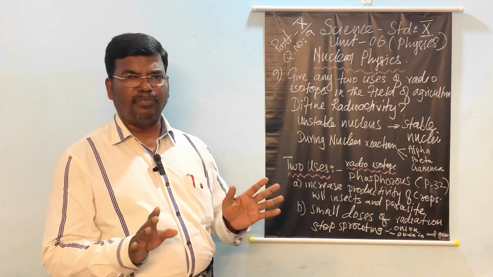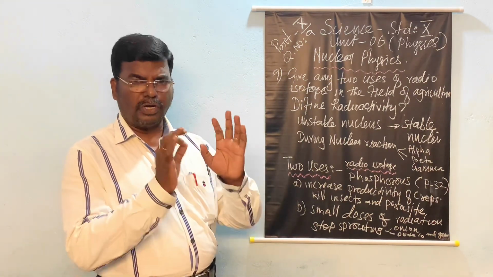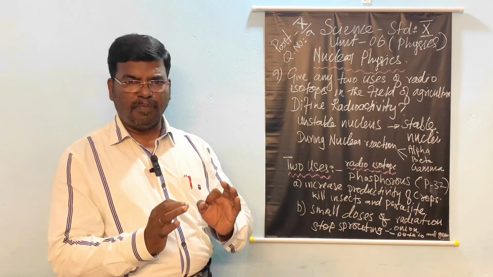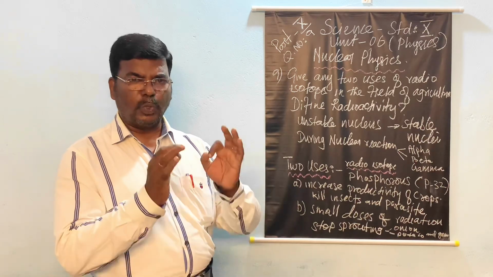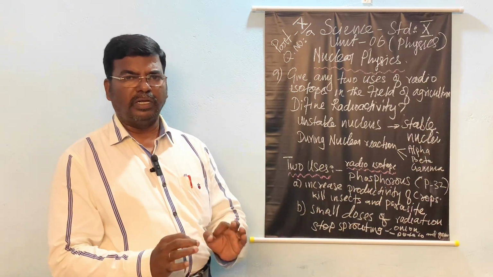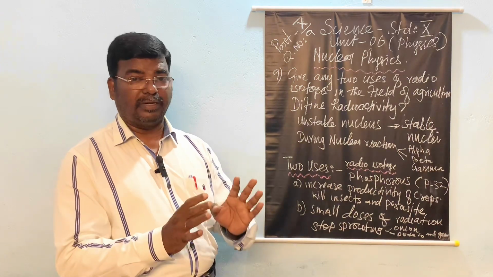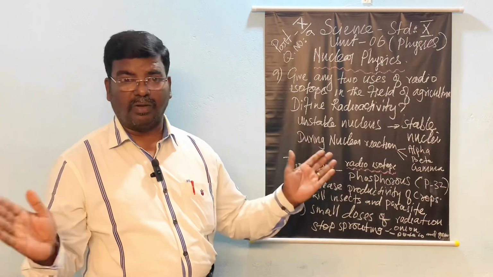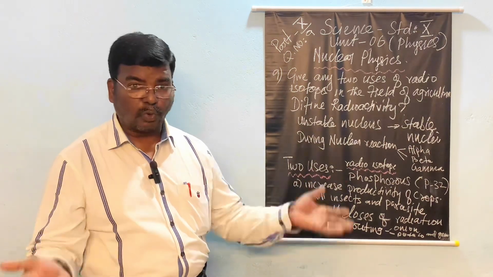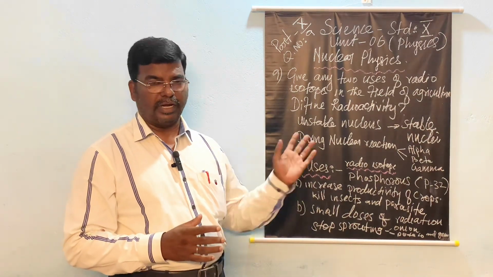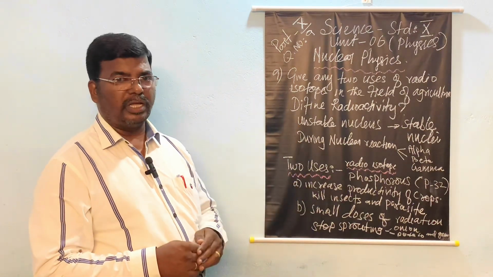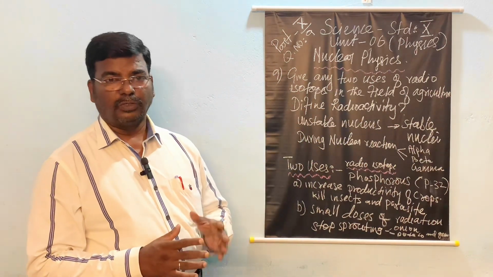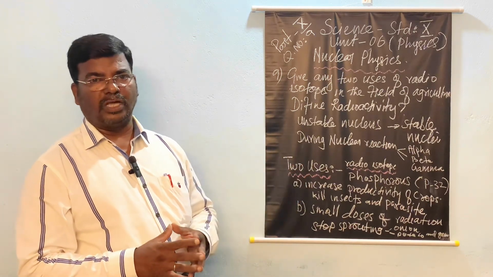So radioactivity, very simple: an unstable nucleus becoming a very strong, stable nucleus by a nuclear reaction is called radioactivity, and at that time it releases alpha, beta, gamma rays outside, given off or emitted. That is called radiations. After this only, you should know the two uses of radioisotopes. So what are the two uses of radioisotopes?